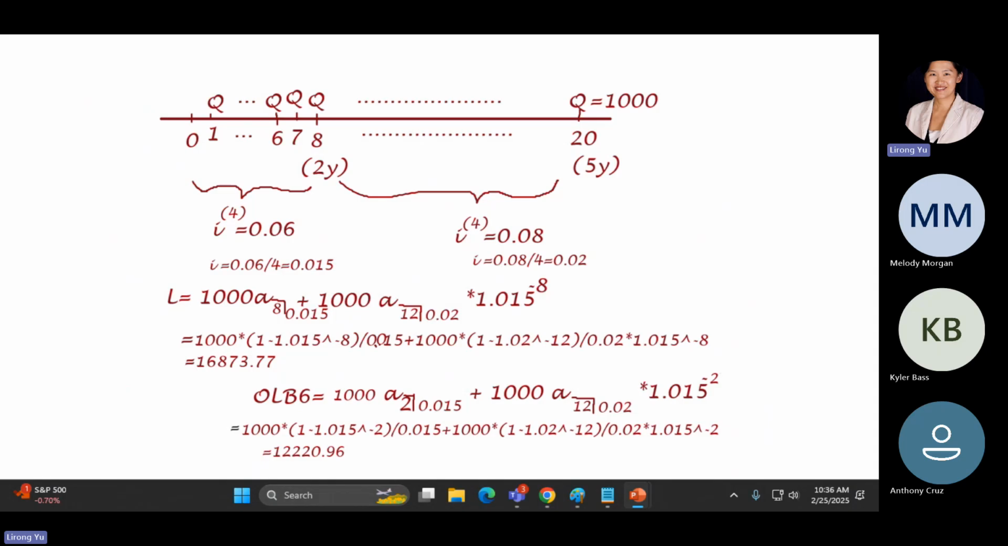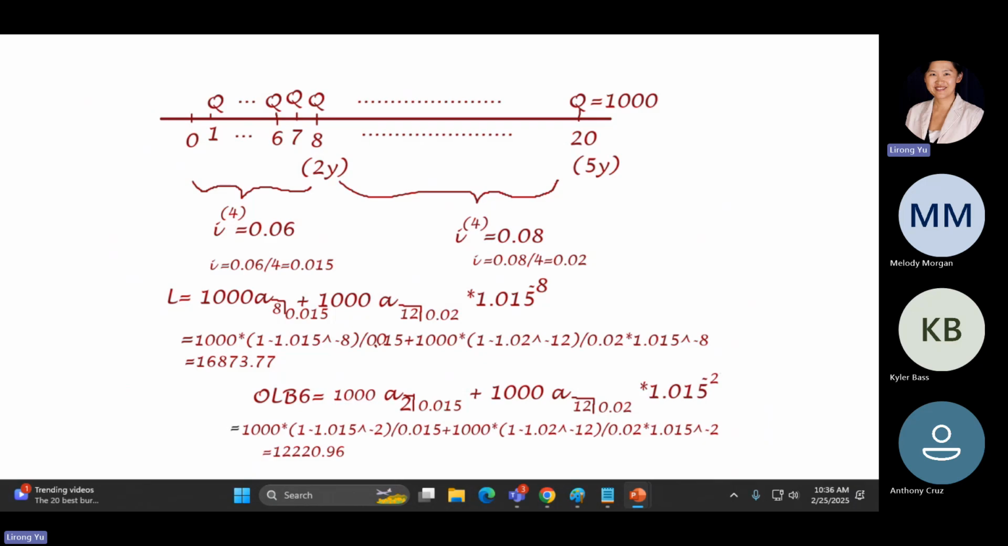All right, the second one is outstanding balance at time 6. It's a time 6 value. If you look at time 6, there are 2 payments to come, right? And those 2 payments are with the interest rate 0.015, and there are 12 payments with 0.02 interest rate. So basically, we're counting all the present value of the future payments. 2 payments in one interest rate, and 12 payments with the other interest rate.